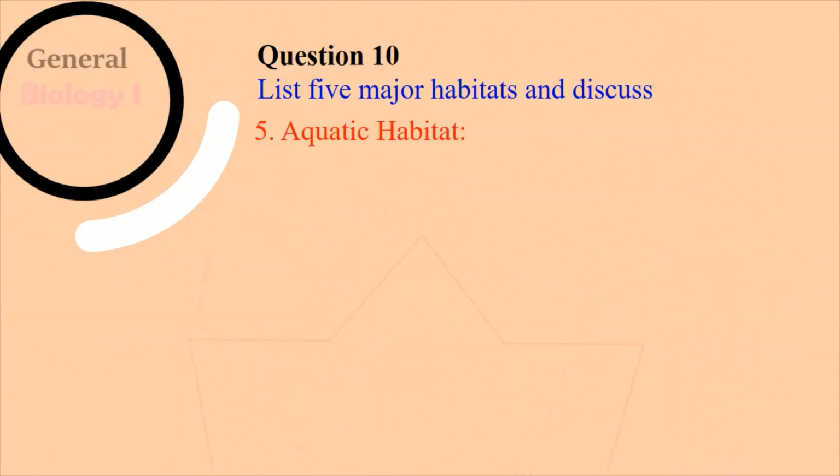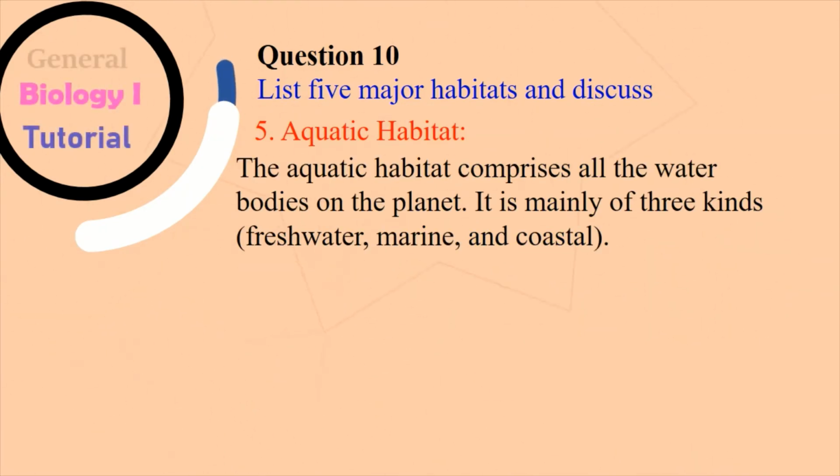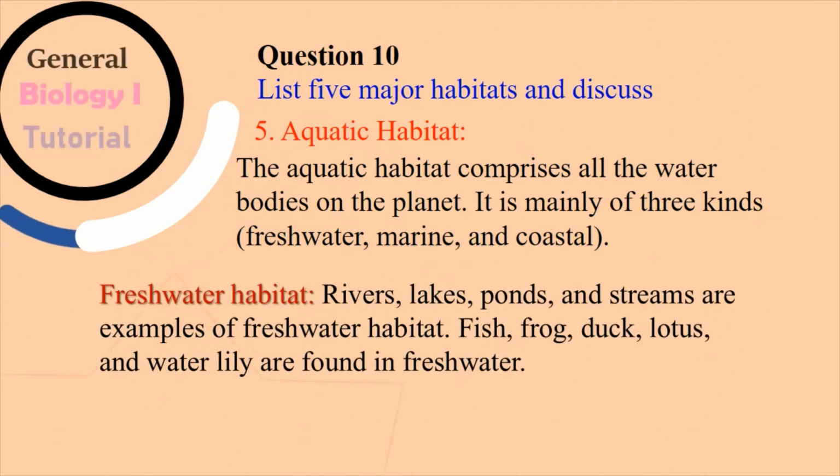5. Aquatic habitat. The aquatic habitat comprises all the water bodies on the planet. It is mainly of 3 kinds: freshwater, marine, and coastal. Freshwater habitat: rivers, lakes, ponds, and streams are examples of freshwater habitat. Fish, frog, duck, lotus, and water lily are found in freshwater.